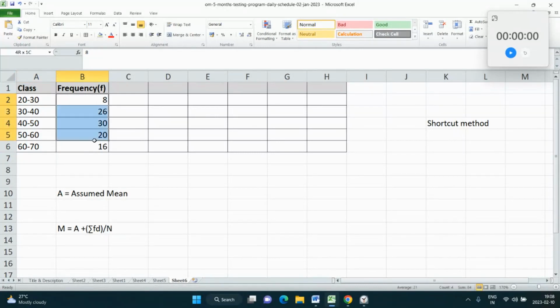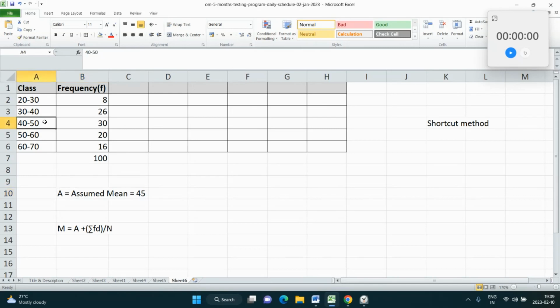Let me have a sum of this. I consider somewhat middle of this. The middle of the entire thing is 40 to 50. You can assume even 55. I am assuming the assumed mean is 45, which is the midpoint of this. You can assume 55 also. You can assume 35 also. I am assuming 45, some value in between.